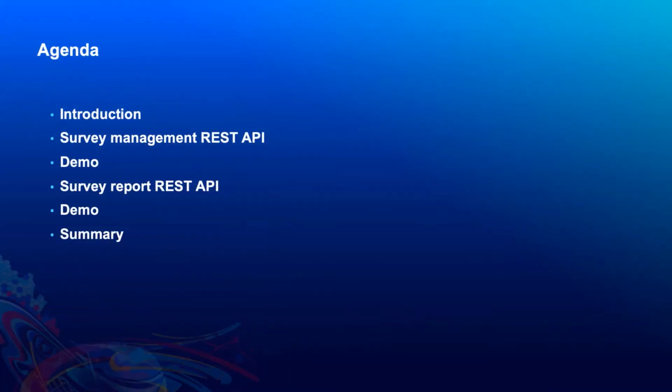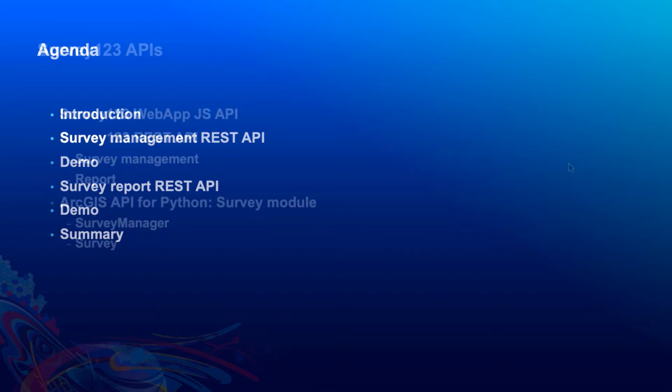Here's today's agenda. We'll briefly talk about the different types of Survey123 APIs, and mainly focus on the REST API for survey management and generating reports. Then we'll give 2 demos in Python script. It will show you step by step how you can use the REST API for survey management and generating reports. Finally, we summarize the features and limitations when you use the Survey123 REST API.